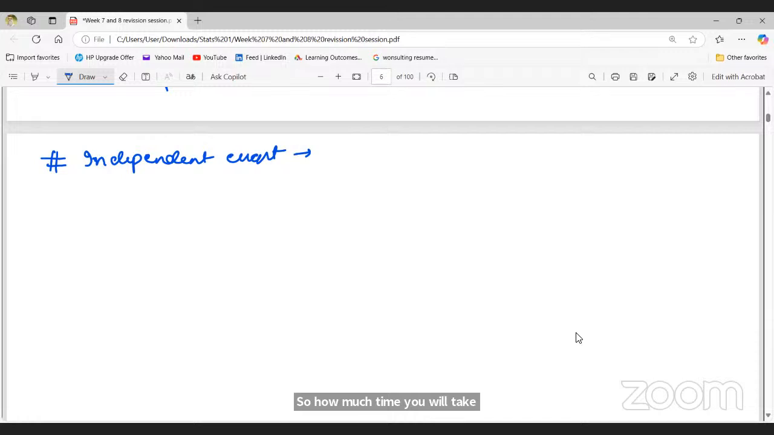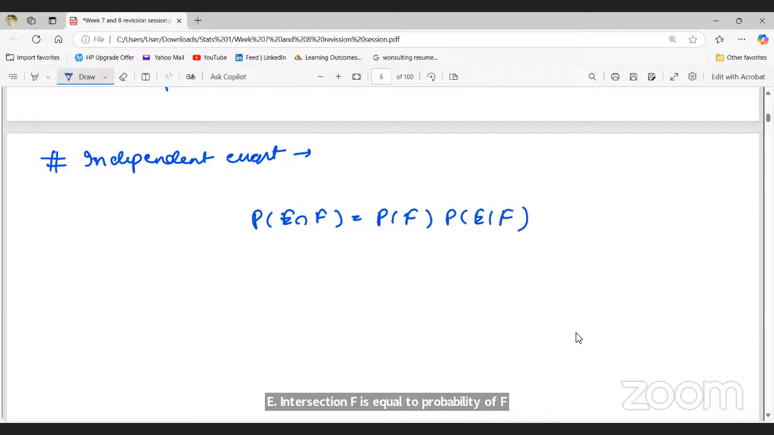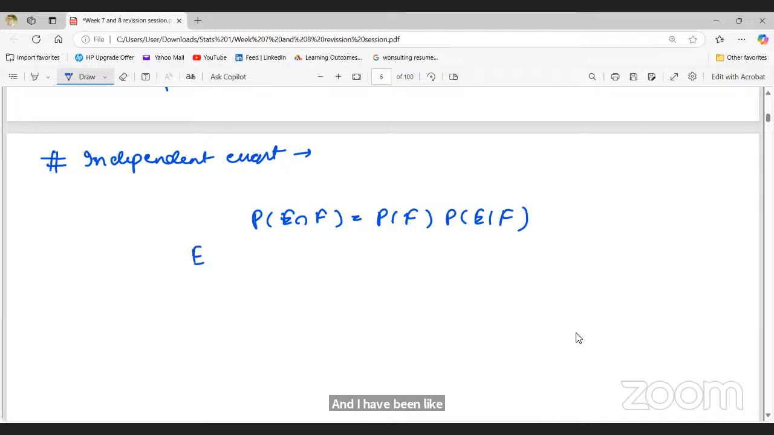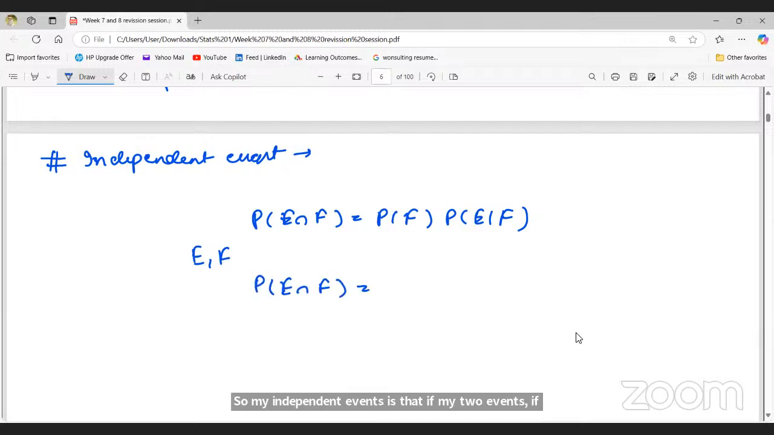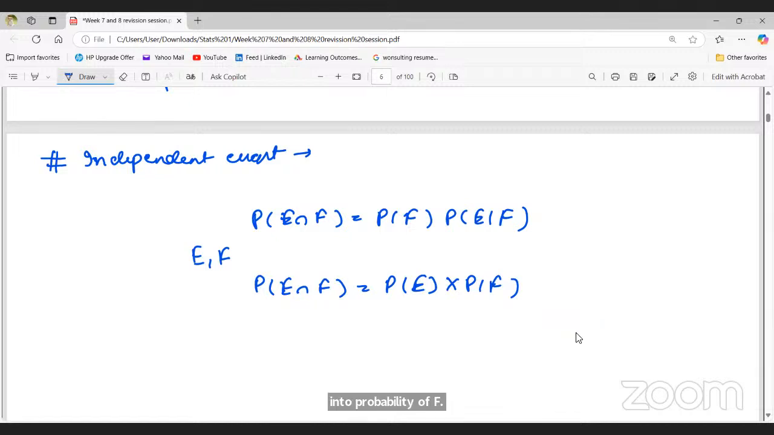Okay, the next topic is independent events. What do we mean by independent events? We know that the probability of E intersection F is equal to the probability of F times the probability of E given F. Now, independent events say that if there are two events E and F and they are independent, then the probability of E intersection F is equal to the probability of E times the probability of F. This is the formula of independence.